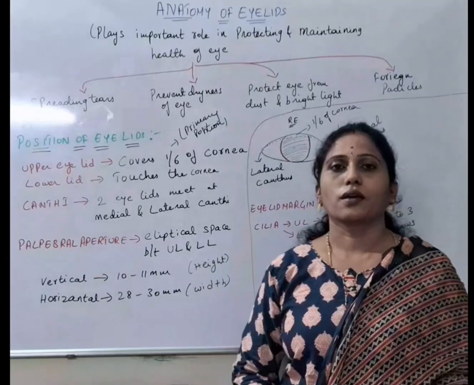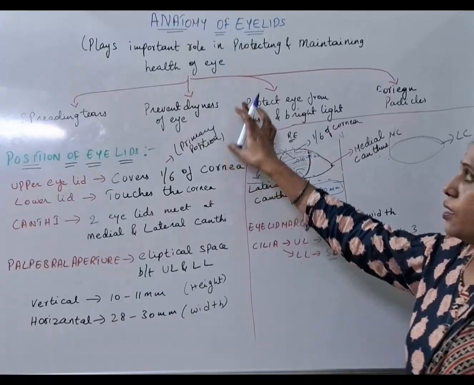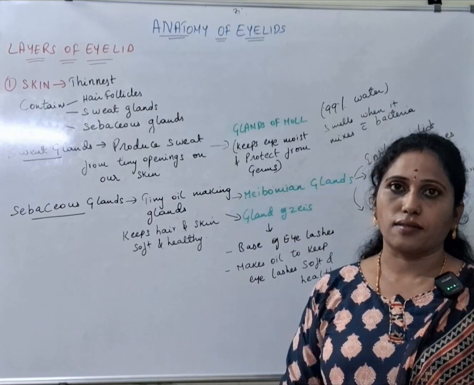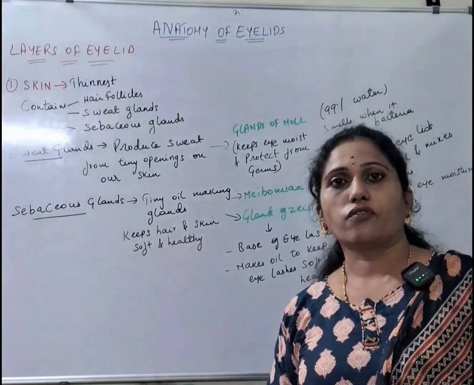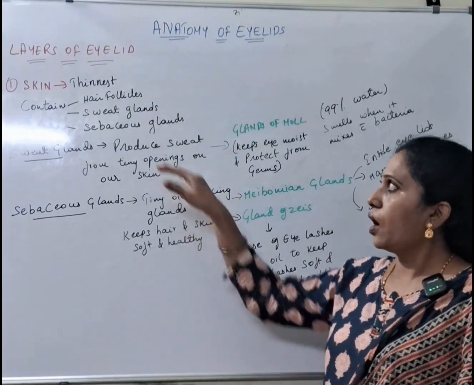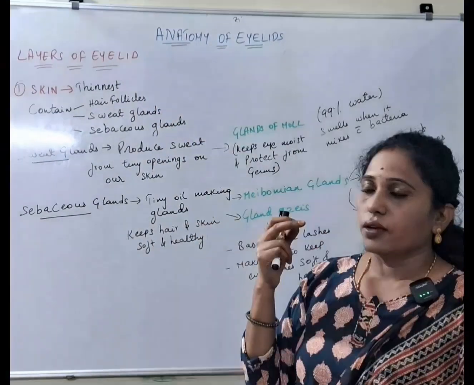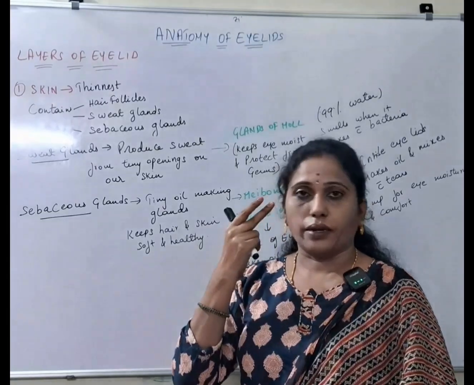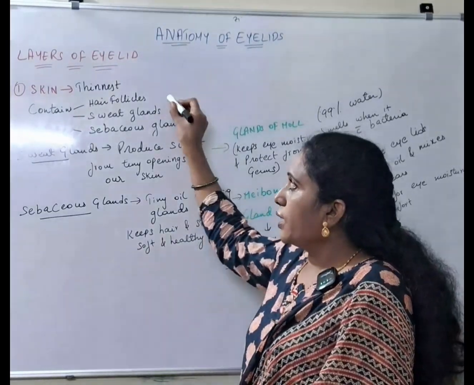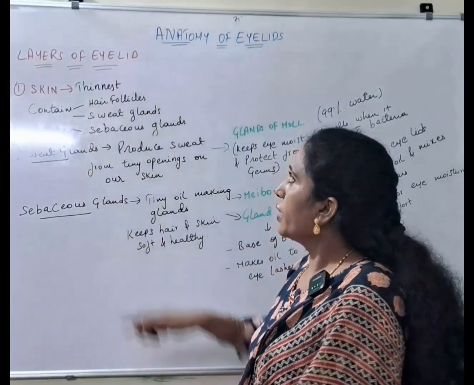So today I am talking about the anatomy of eyelids. Next, coming to the layers of the eyelids. When we talk about the layers of the eyelids, it goes from the outer skin part to the inner. When we invert the eyelid, up to the red part we are seeing, there will be a total of 7 layers.